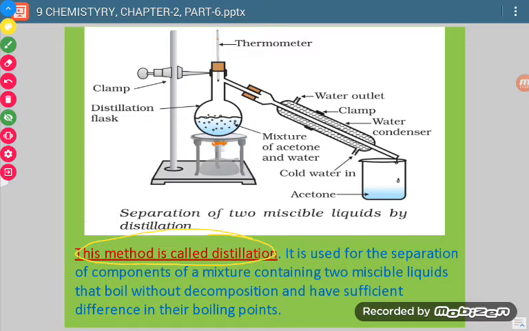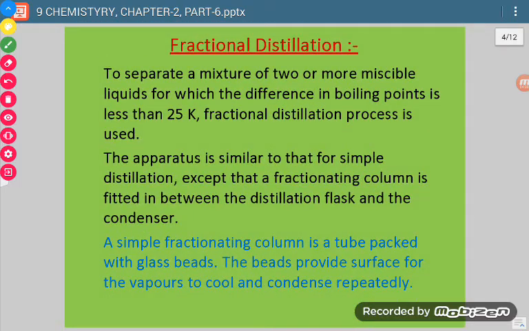Now it is used for the separation of components of a mixture containing two miscible liquids that boil without decomposition and have a sufficient difference in their boiling points. Now a very important thing here is a sufficient difference in their boiling points, because if there is not much difference in their boiling points, then this process cannot be used. Then we will be using another process, and that process is called fractional distillation.